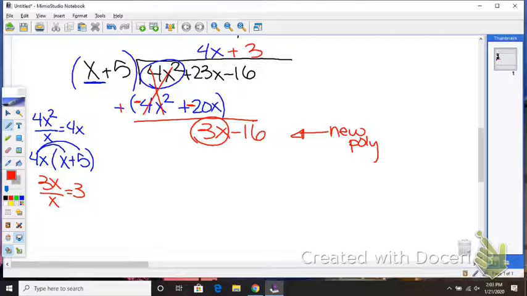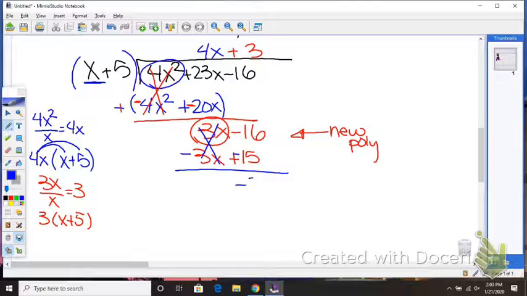What am I going to do with that 3? Multiply it by this whole thing. So I have a 3 times x plus 5, which gives me a 3x plus 15. And now what do I need to do? Change the signs. You're going to get tired of me saying it because I'm going to say it a lot. So I'm going to change the sign. This becomes minus. This becomes minus. So this becomes a negative 31.